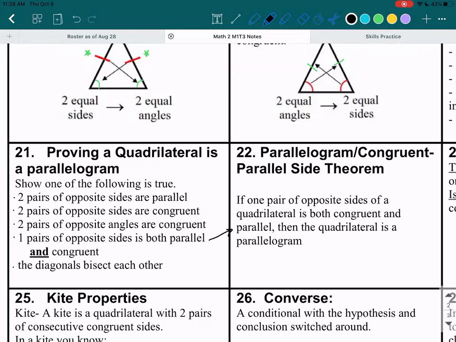So any questions on these two boxes? Okay, let's do the next box.